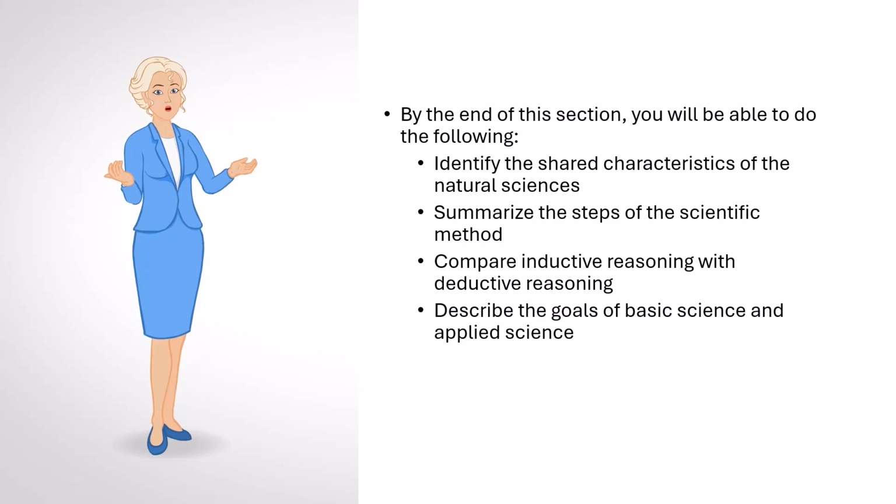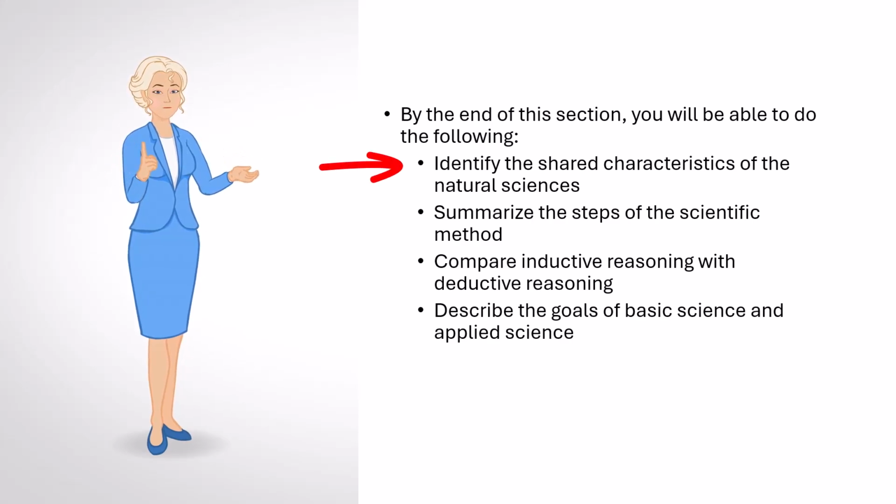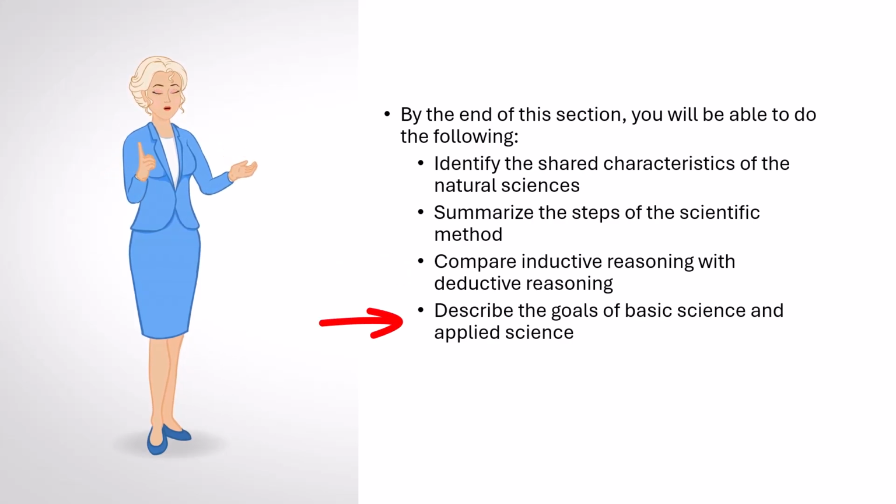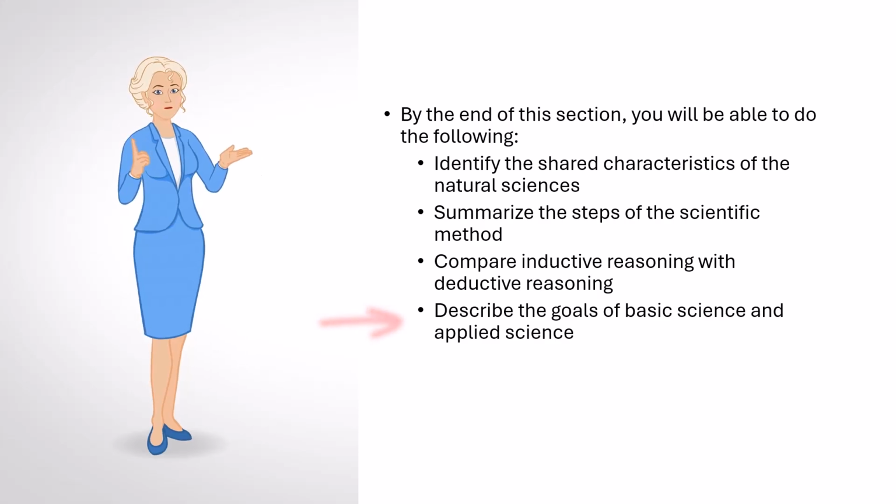Welcome to Chapter 1, Learning About Life. By the end of this session, you will be able to do the following. Identify the shared characteristics of the natural sciences. Summarize the steps of the scientific method. Compare inductive reasoning with deductive reasoning. And describe the goals of basic science and applied science.